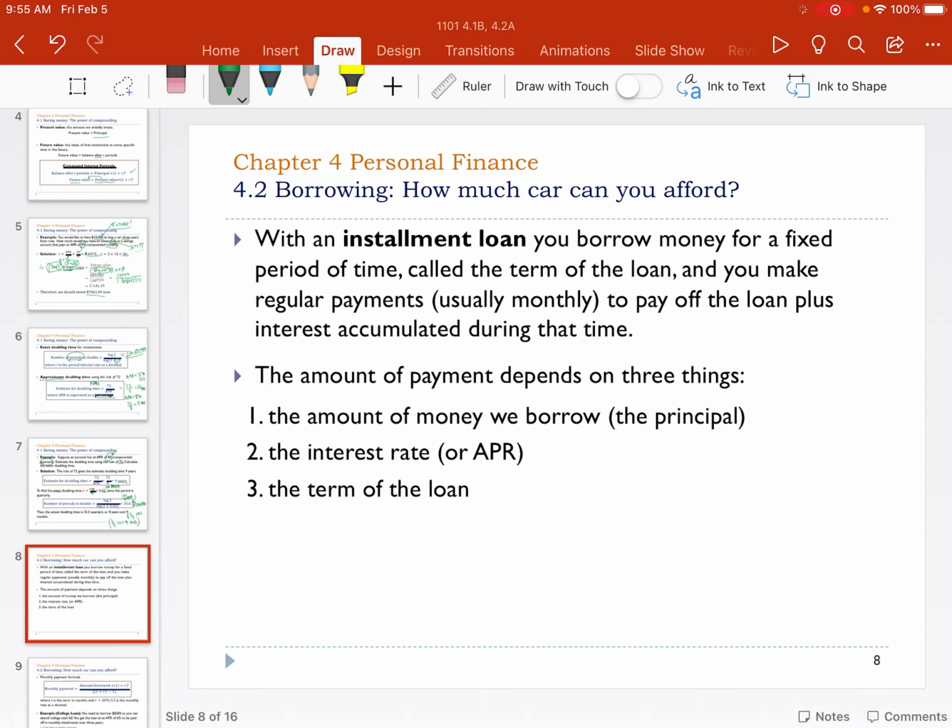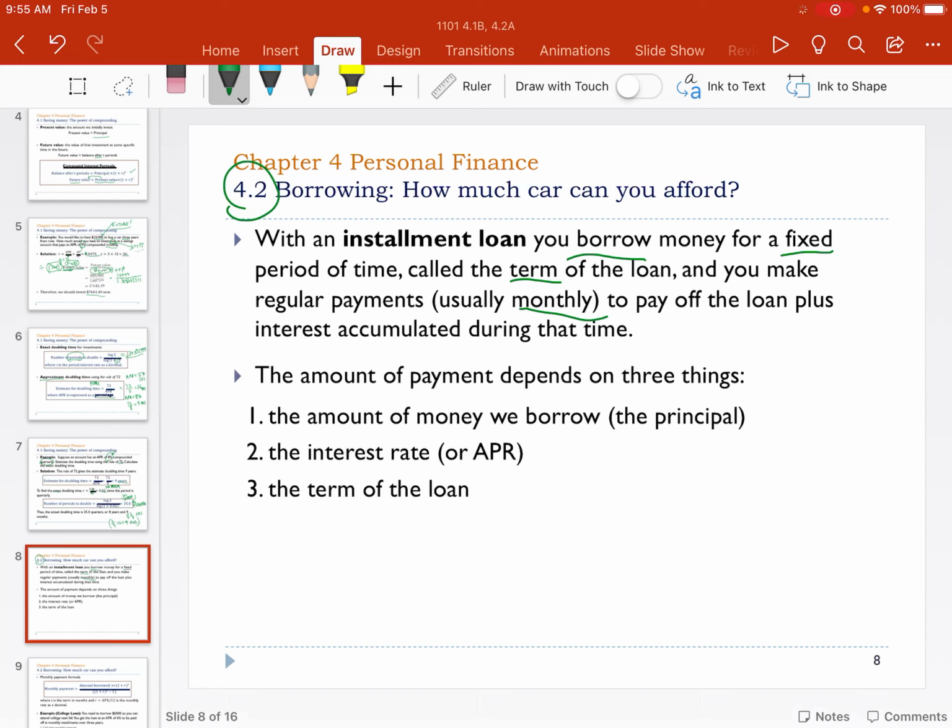With an installment loan, and now we've turned the page and gone to 4.2. So this is the new section, and well, not as fun a topic, but it is a necessary part of life, unless of course you're independently wealthy. And then you may not need to know too much about this, but even those type of people would know about it because they have lots of business associates that deal with it. With an installment loan, which is a very general term, you borrow money for a fixed amount of time called the term of the loan, and you make regular payments, usually monthly. That's all we'll concentrate on.